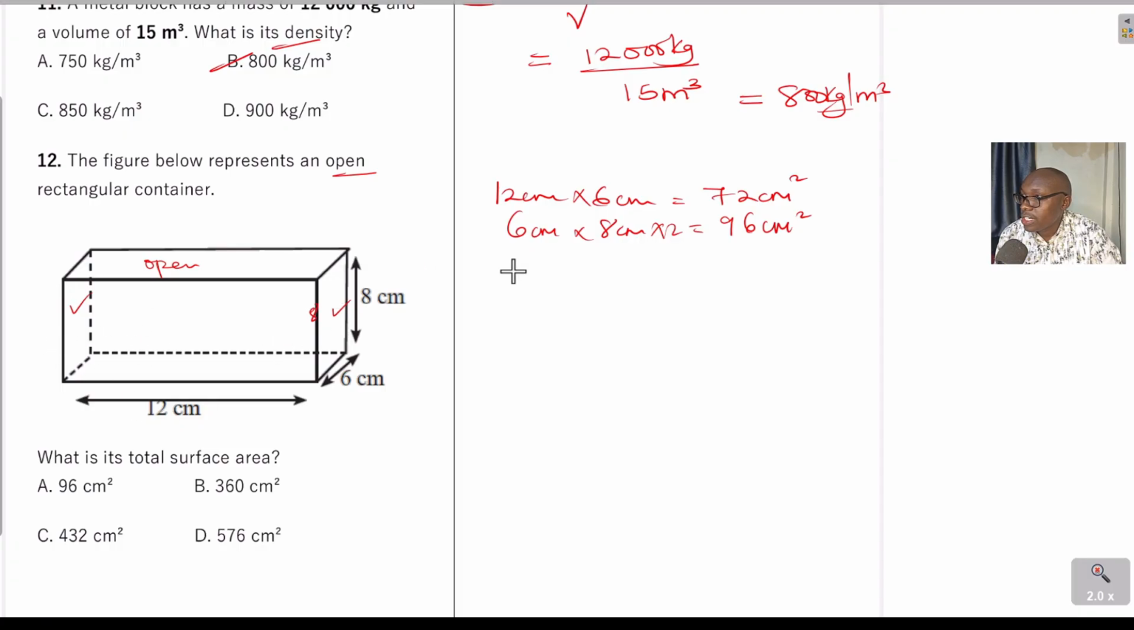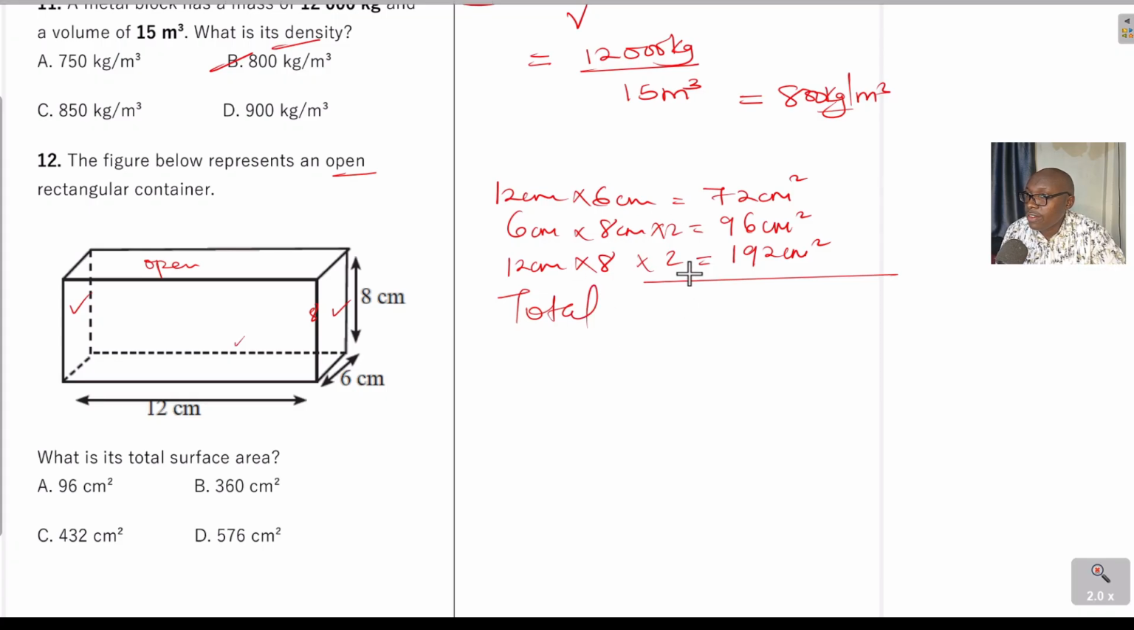That rectangle that is facing us, 12 centimeters by 8 centimeters, and the other one that is on the other side, so that will be times 2, and this will give 12 times 8 times 2, that will give 192 centimeters squared.